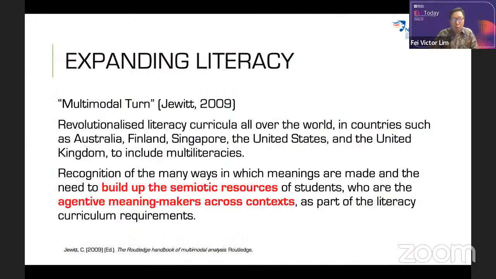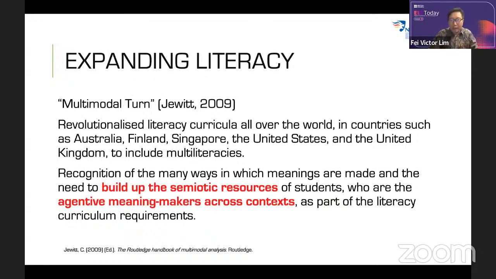Carrie Jewitt, in her work, reflected on the multimodal turn in education and on how the idea of expanding literacy education beyond just language learning has been reflected in many education systems and their literacy curricula. Australia, Finland, Singapore, the US and the UK, just to name a few, have broadened their literacy curriculum to include multimodality as part of the outcomes that they want to develop in their students.